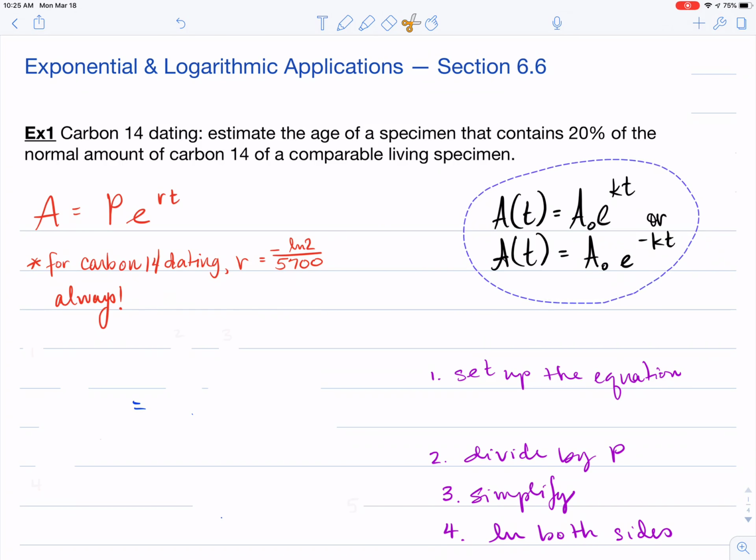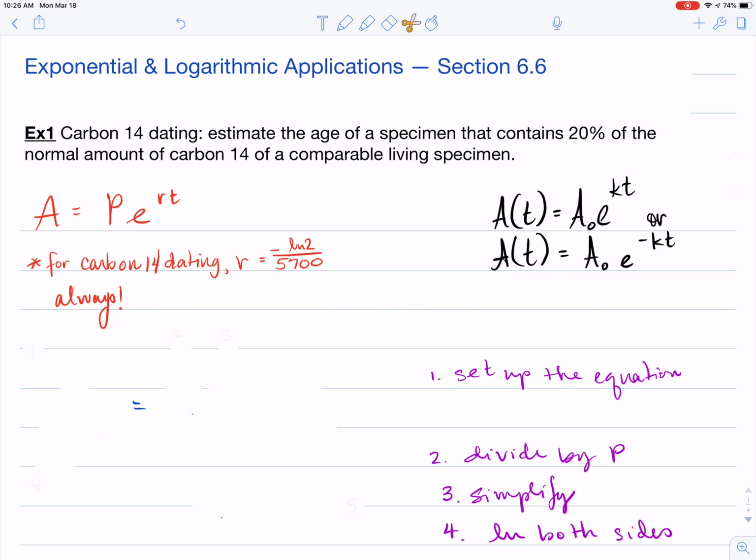But what I want you to do is just look really closely, and you'll notice that both of those equations are essentially the same thing as what we used for compound interest when we were compounding continuously. So I just want you to understand we're really not using a new equation on this. The second thing I'd like to hand you is that for carbon-14 dating, the rate is always going to be negative natural log of 2 divided by 5,700. In a future course, you would probably find that value on your own, but for this course, I'm just going to hand it to you.